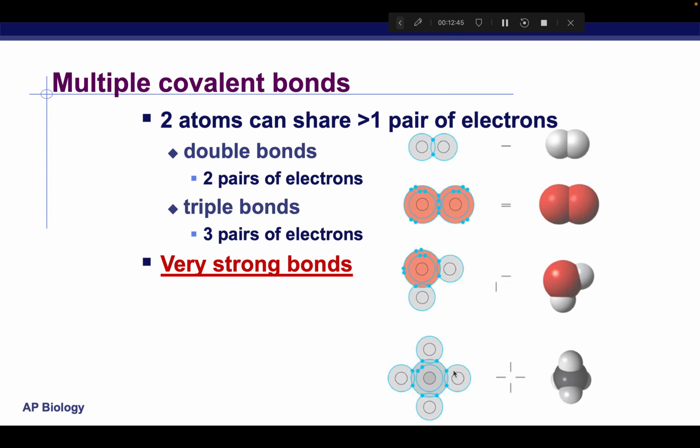Now, there's nothing stopping an atom from forming more than one covalent bond, if that will allow them to be more stable. So two atoms can share more than one pair of electrons to form double bonds if two pairs are shared, or triple bonds where three pairs are shared. And the more pairs of electrons that are being shared, the stronger the bond is, the more energy needs to be put in to break it.